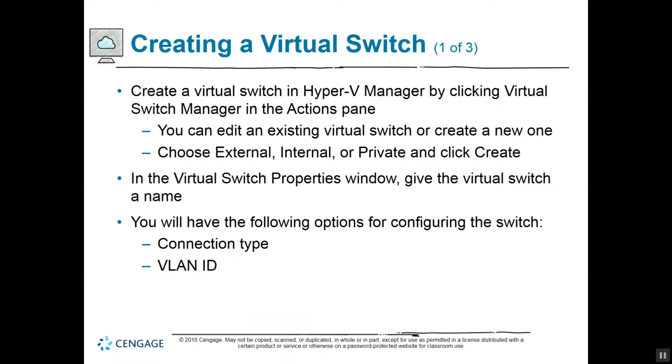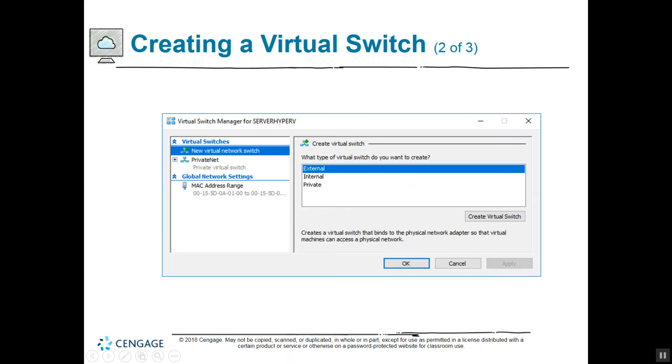Okay, now if we're going to create a virtual switch in Hyper-V Manager, we'll click Virtual Switch Manager. It's in the Actions pane. Then you can edit any existing virtual switches or create a new one. You choose External, Internal, Private, Create. And here we are. Here's the interface. So we can create a new one.